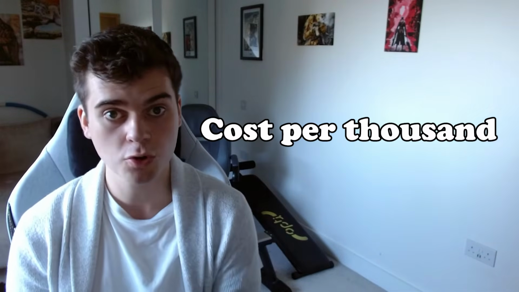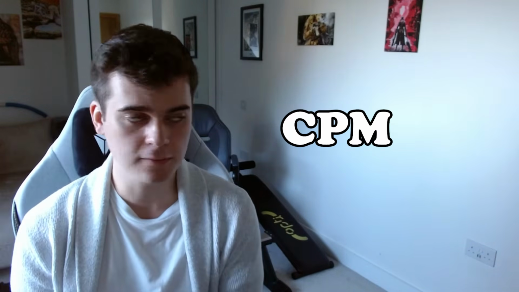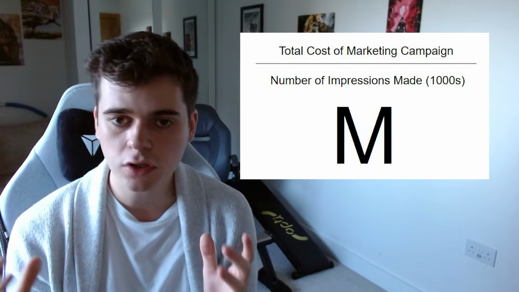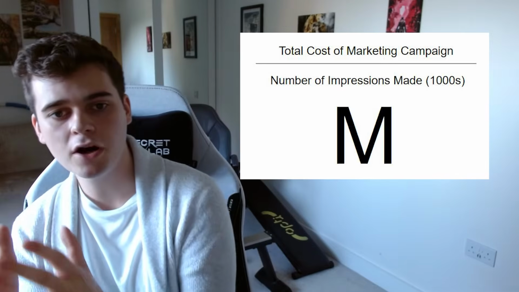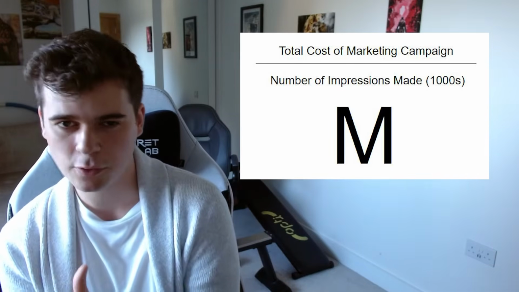Cost per thousand, or CPM, which is really confusing. Thanks, Romans. That just means the total cost of a piece of advertising material divided by the number of impressions made by the thousands. If an advertising campaign on Facebook cost us $100,000 to run and 500,000 people saw that ad, then our cost per thousand would be $200 because we would simply divide 100,000 by 500.